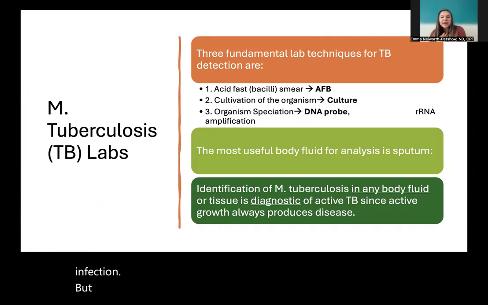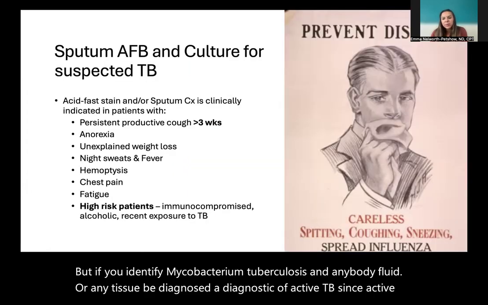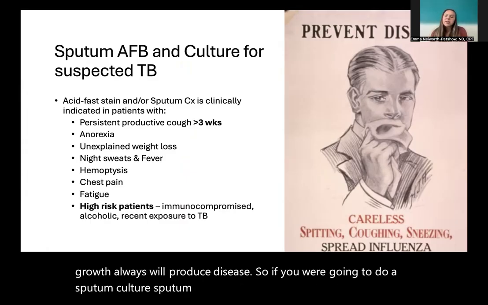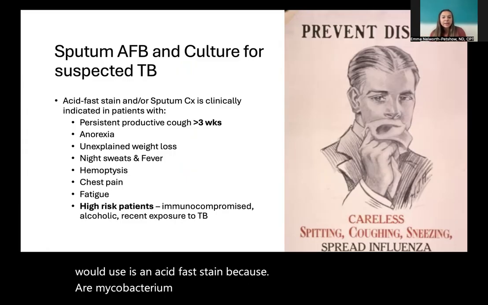But if you identify Mycobacterium tuberculosis in any body fluid or any tissue, it would be diagnostic of active TB, since active growth always will produce disease. So if you were going to do a sputum sample and culture, the stain that they would use is an acid-fast stain because Mycobacterium tuberculosis, which causes TB, does not stain well under gram stain.